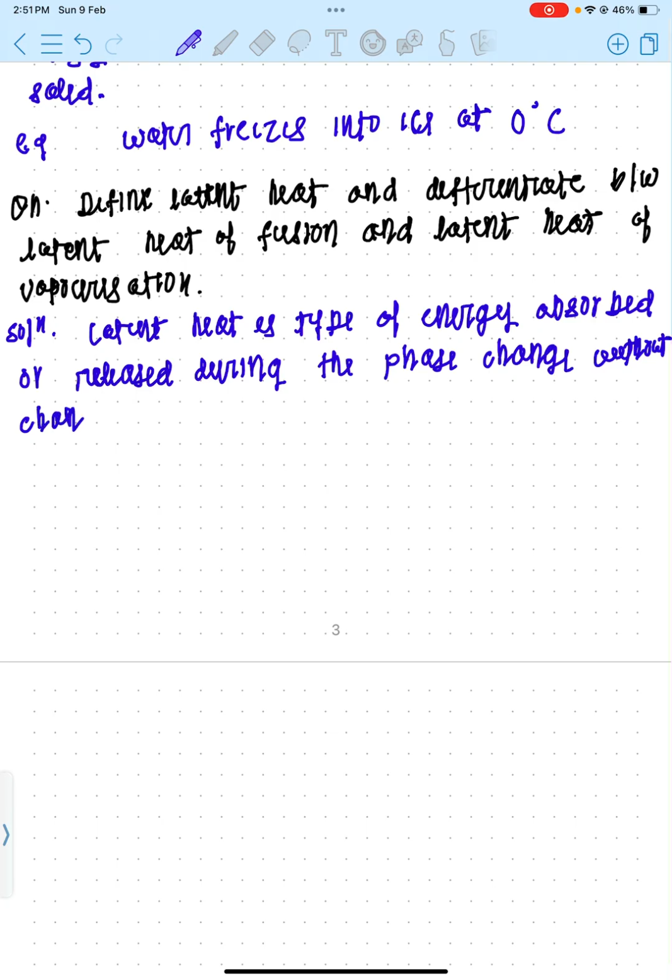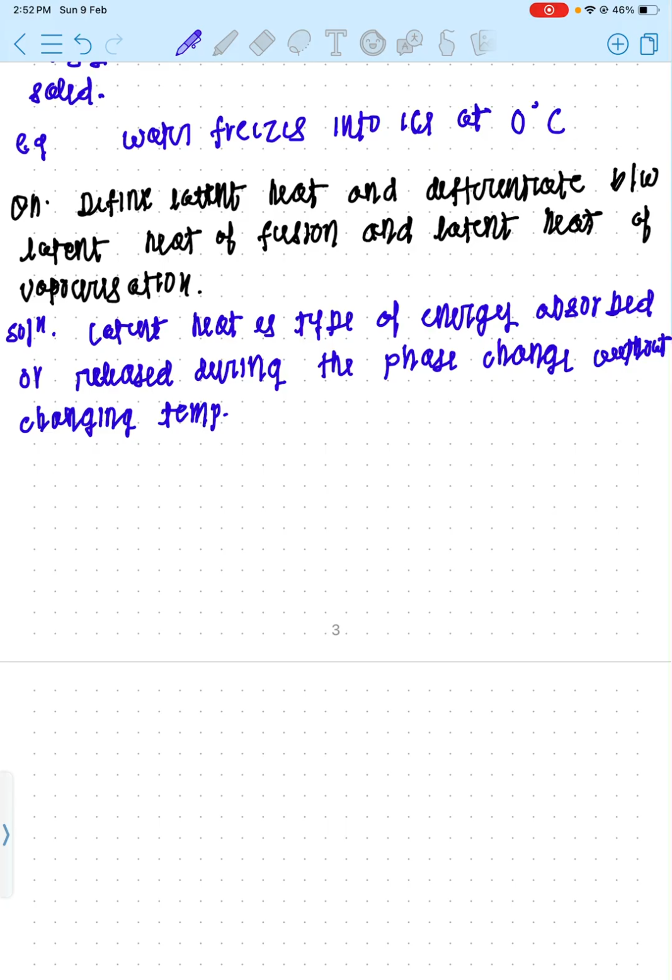Okay? Now they are also asking to differentiate between the latent heat of fusion and latent heat of vaporization. Latent heat of fusion is just like melting. It is the heat required to change solid into liquid at its melting point without changing the temperature. I told you in the previous question that whenever we are changing the state, the temperature remains constant.